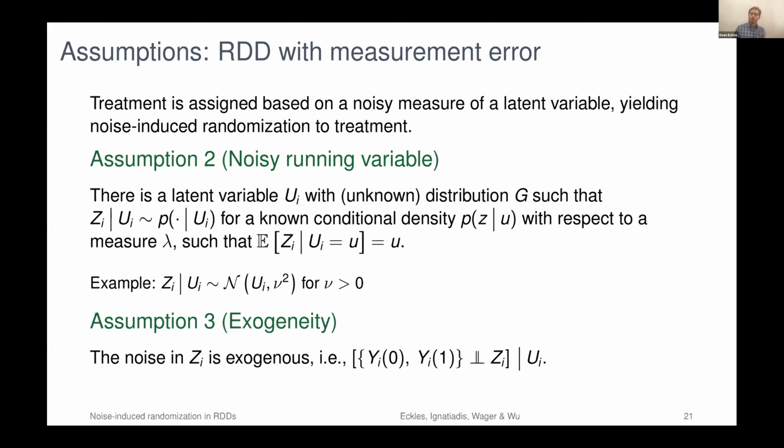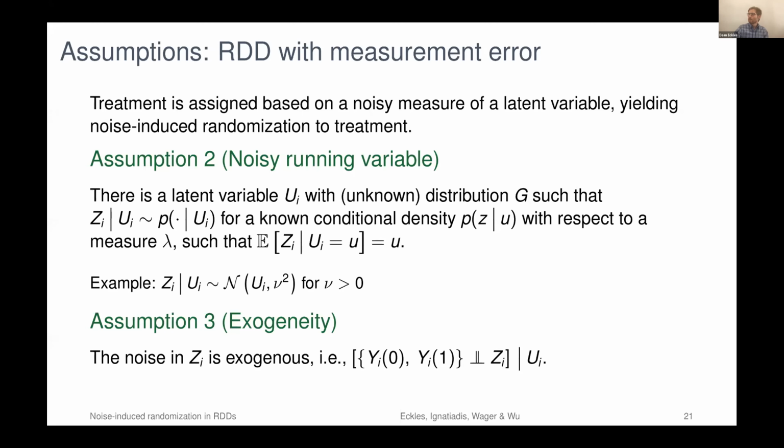Okay. One of the things that's going to be nice about imposing these assumptions here is that we're potentially going to be able to identify some additional quantities of interest besides this limit, this standard regression discontinuity parameter. But I just want to pause here to see if there's any questions.